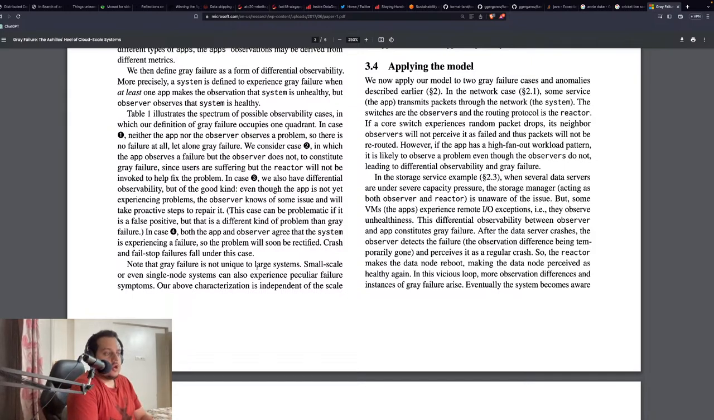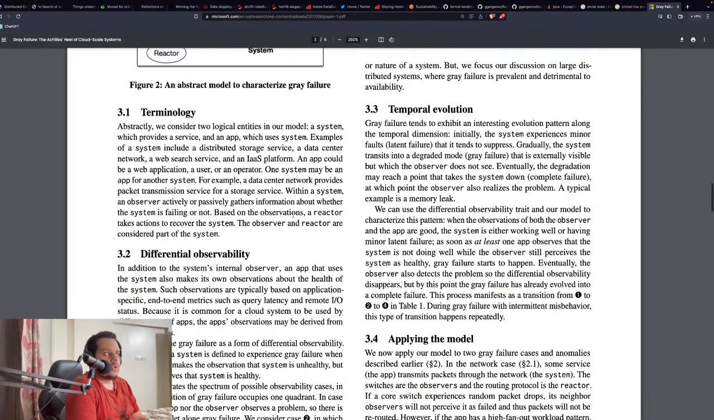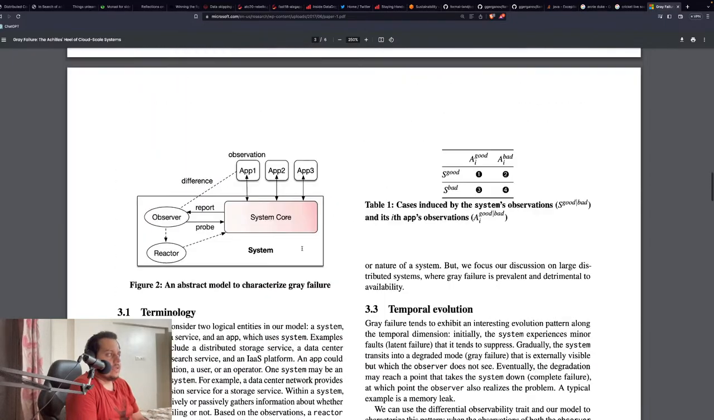So gray failure is not unique to large systems. Small scale or even single node applications may also observe it. So that's the specification of gray failure. We have understood what differential observability is.